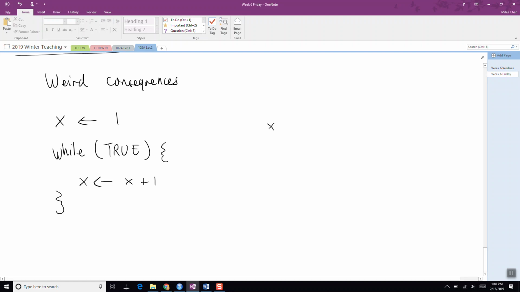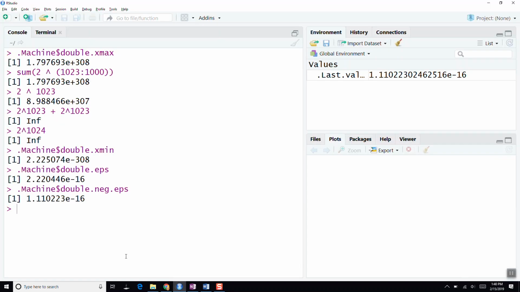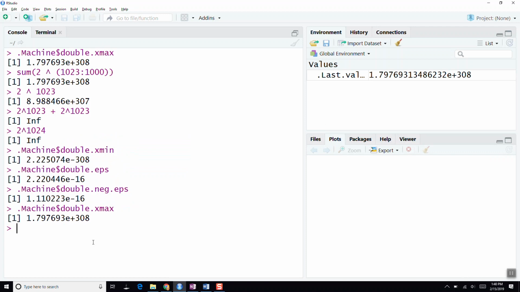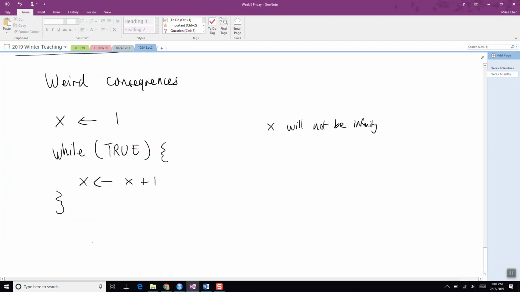X will not be infinity, okay? .Machine max is, what is it? It's a long, double X max is around this. Do you think it'll be that? What do you think X will be? Any guesses? Okay, X will not be infinity. X will not be machine max. No. X will run into issues.